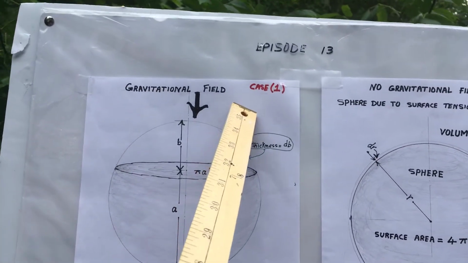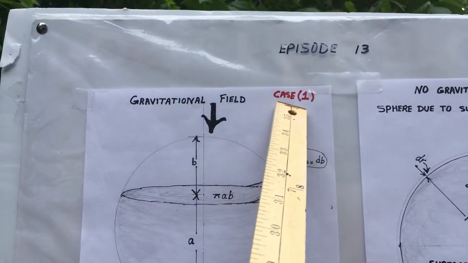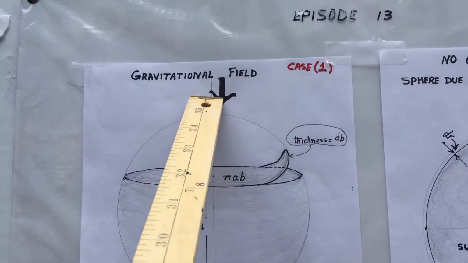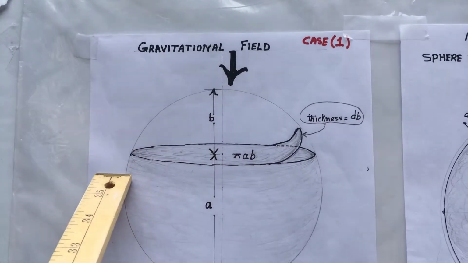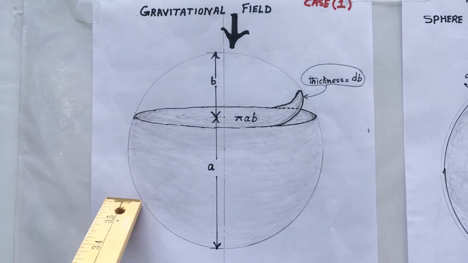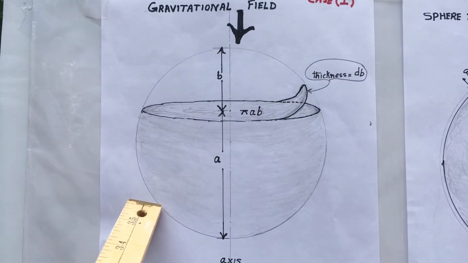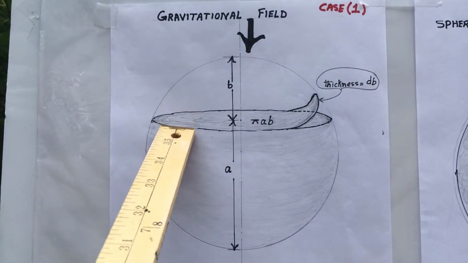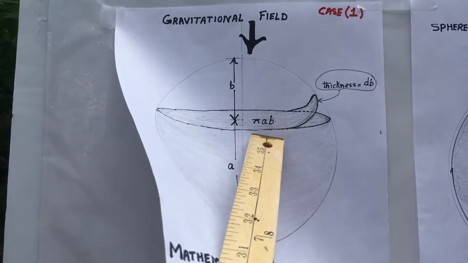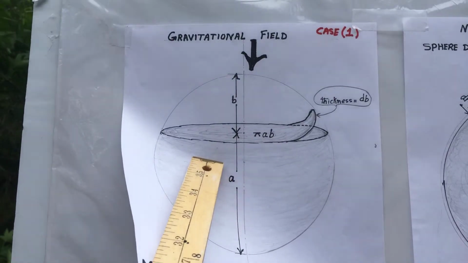We take two cases. First, case 1, which is within the gravitational field. This is the direction of the gravitational field, and we have a sphere which contains a fluid. It's filled up to this point, and this is the pi AB surface we already discussed.